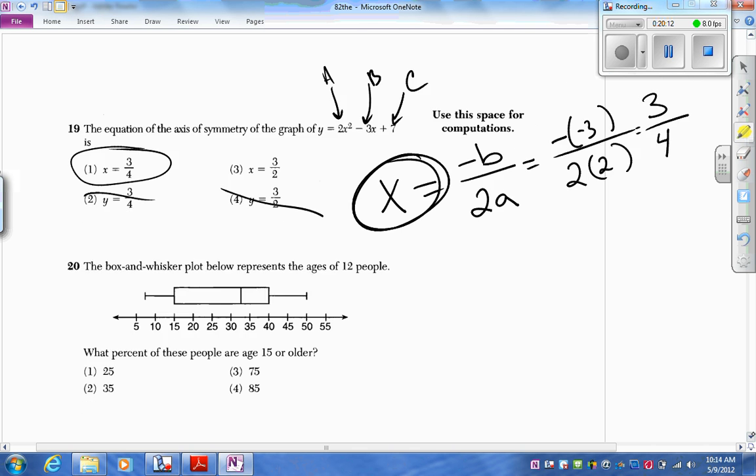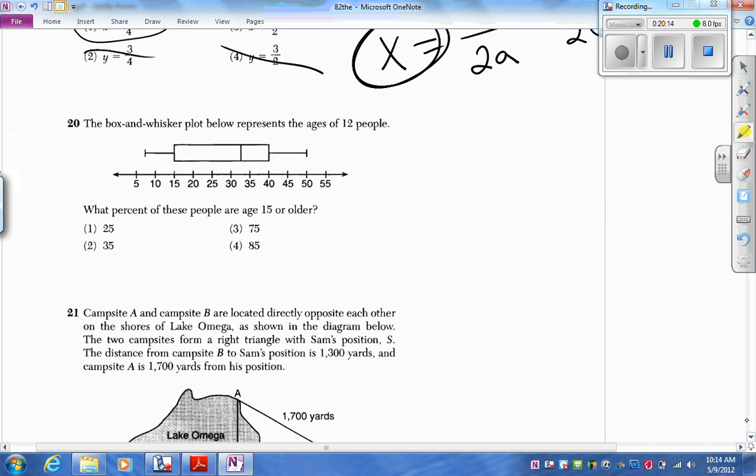All right, here's our box and whisker plot. If you remember, this is the min, this is the max. I haven't even read the question yet. This is quartile 1 or the lower quartile. This is quartile 3 or the upper quartile. And this is quartile 2, otherwise known as the median. It's lower quartile, median, upper quartile.